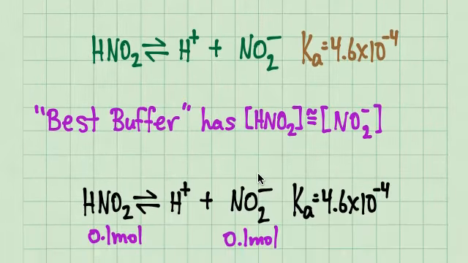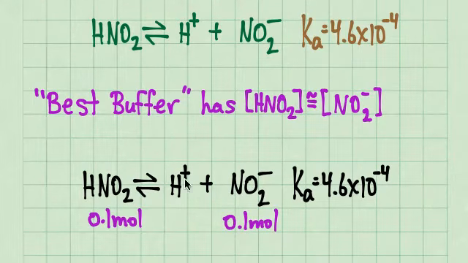By the way, the best buffer has about equal amounts of weak acid and conjugate base, or weak base and conjugate acid. So if I imagine a 0.1 molar nitrite, I keep wanting to say nitric because nitric is a weak base. Sorry. Oh geez, nitric is a strong acid, which is common, and it wouldn't work. Nitric acid wouldn't work because it's a strong acid. I have to have a weak acid, the nitrite ion and the nitrous acid.